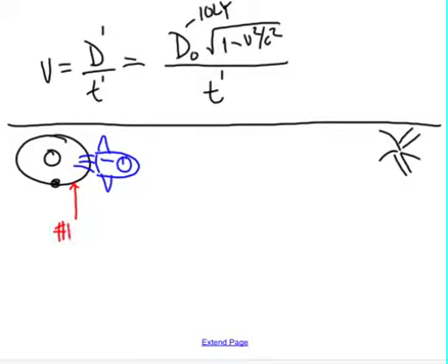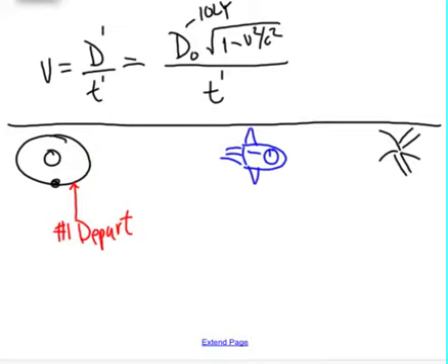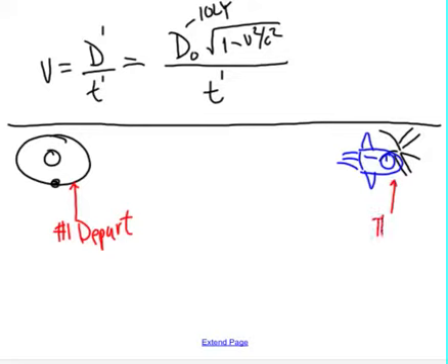Event number 1 is when we depart. We can imagine that clock on that ship recording the time the instant they depart. Then that ship can travel all the way over to the distant star and measure event number 2, which is the arrival. That arrival can be measured using the exact same clock as the departure. So I am measuring this time interval.